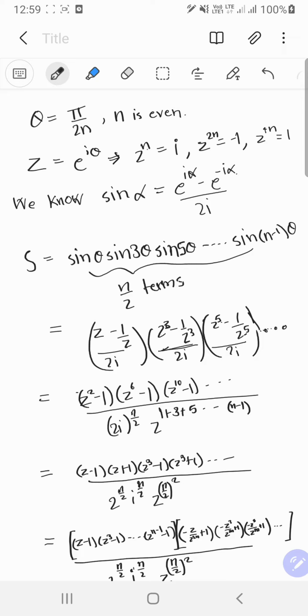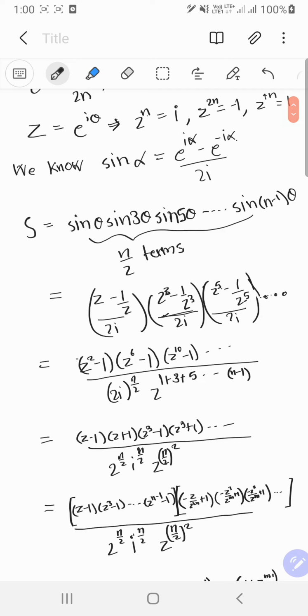So here's the setup. I will say that z is e power i theta, and then z power n will be i, because e power i pi upon 2n raised to the nth power is e power i pi by 2, which is i. So from that, z power 2n equals -1, z power 4n equals 1, and we know that sine alpha can be written like this.